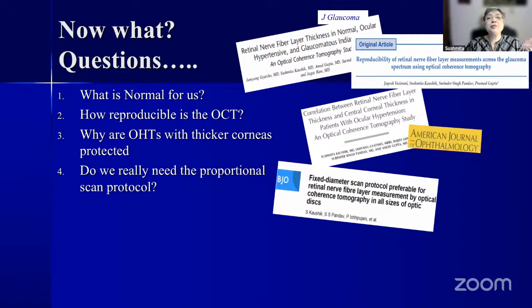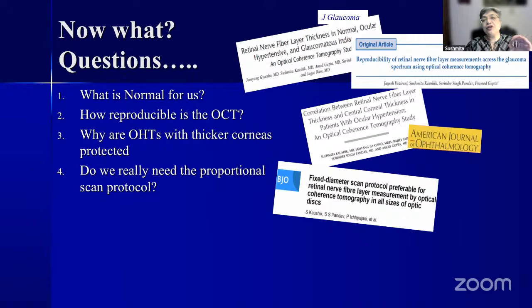The Stratus OCT had a proportional protocol. For you youngsters, you won't know what it is. But when we started out with the OCT, we had a fixed protocol, which is 3.4 millimeters, which is what is there in all OCTs now. But we had something called a proportional scan, which meant that when you put that scan on the optic nerve head, 2.27 times that was the actual scan diameter. And where did this 2.27 come from? Because an average optic nerve head was 1.5 millimeters, and the scan diameter of the fixed was 3.4 millimeters. So 3.4 divided by 1.5 is 2.27. So there was a scan protocol called 2.27x.